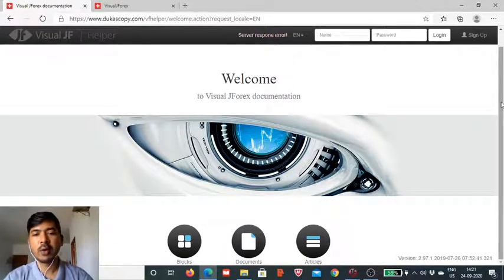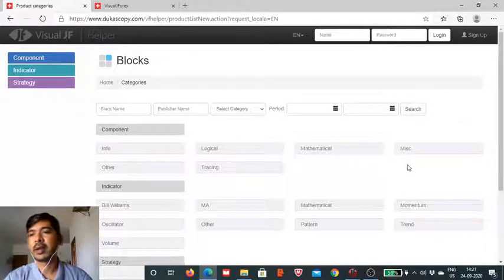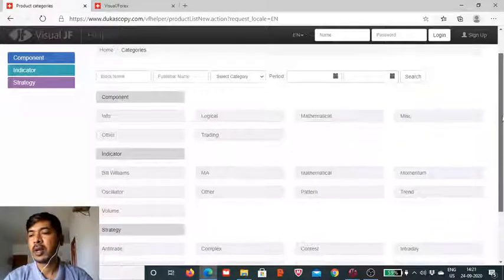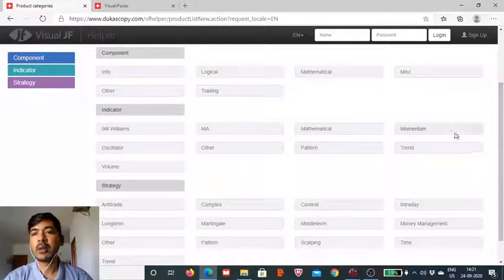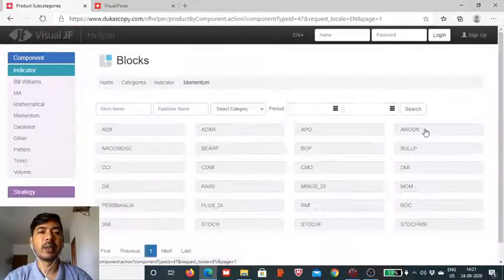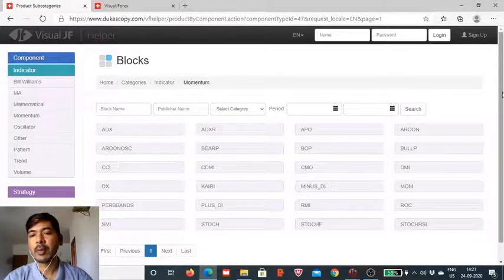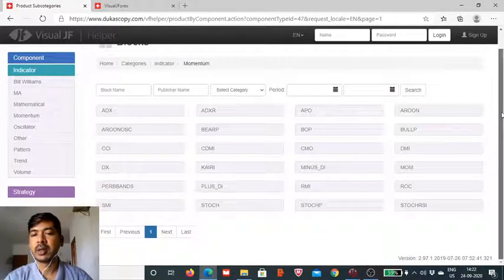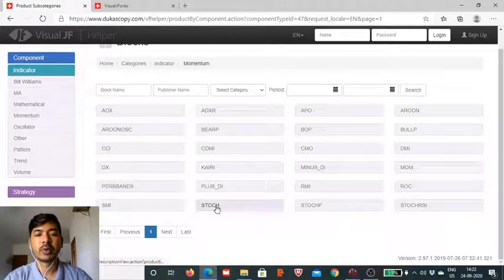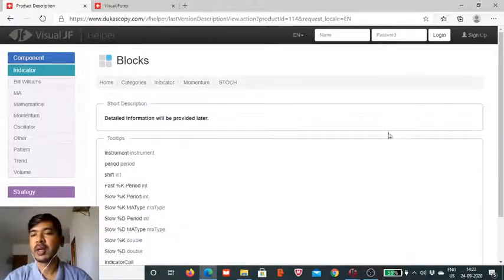This is a fairly old indicator developed in the late 1950s, and it has been extensively used. It is one of the easiest indicators to understand and use. This is part of the momentum series, in which we are getting familiarized with various momentum indicators and seeing how these indicators can be used to design and develop automated trading algorithms on the Visual JForex platform. So here comes the stochastic indicator.